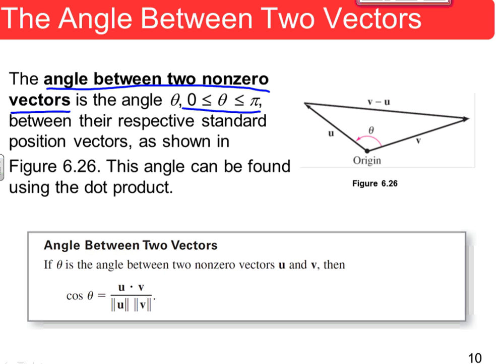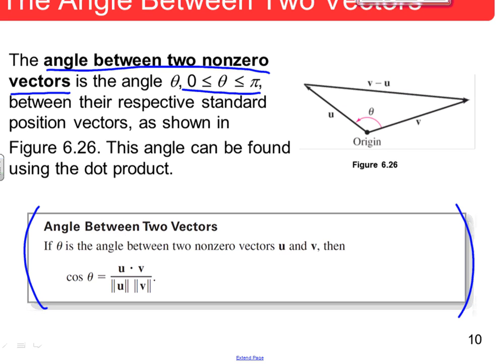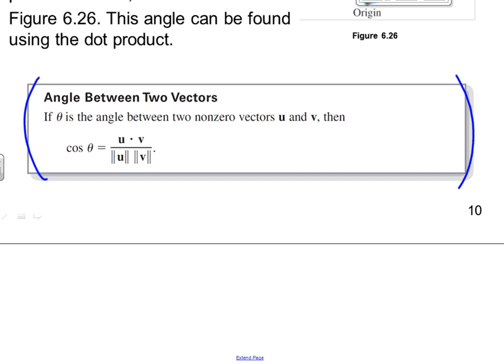Notice that the angle is given as 0 is less than or equal to theta, which is less than or equal to pi. So we're going to have a maximum of 180 degrees or pi radians. And the angle can be found using the dot product. So this is something you want to write down as we go through this chapter.